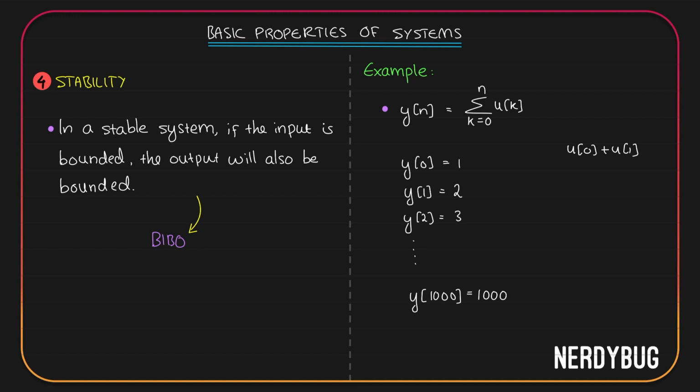That means the output is not bounded. The input can only take value 1 for any value of n. So it is bounded, but y of n, as we change n, is going out of our hands. So this system is unstable. And the reason is y of n is not bounded.